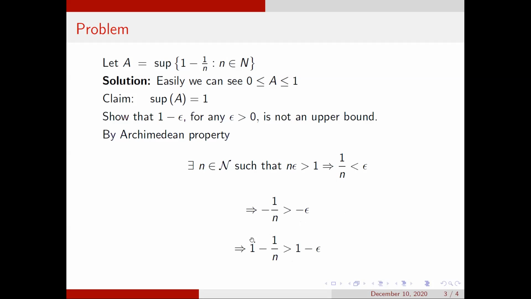So there exist a number of elements here, as n is increasing. So there exists at least one element which is greater than 1 minus epsilon. It means this 1 minus epsilon cannot be an upper bound. If 1 minus epsilon, for any epsilon greater than 0, is not an upper bound, then by the definition of the supremum, we say 1 is the supremum of the set. Is it?